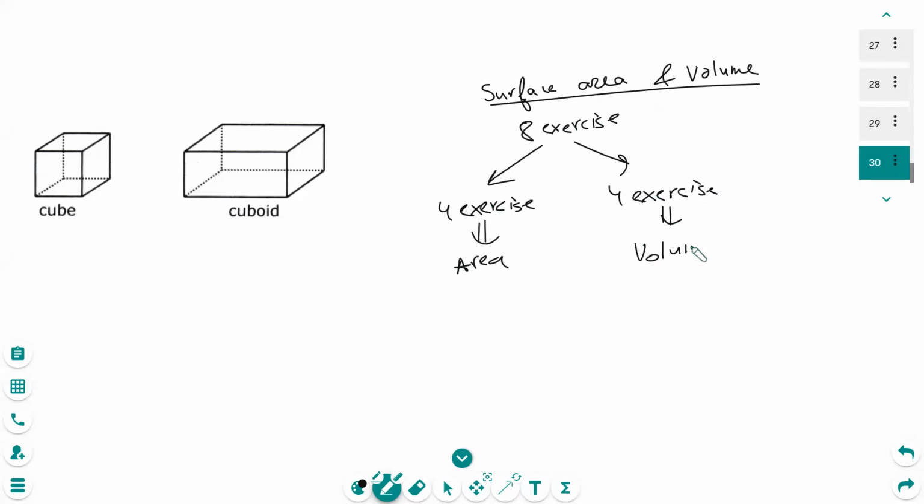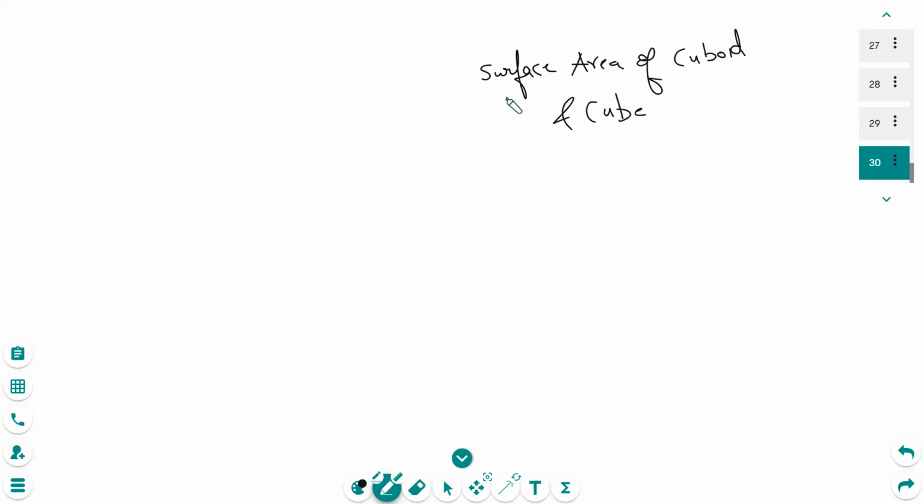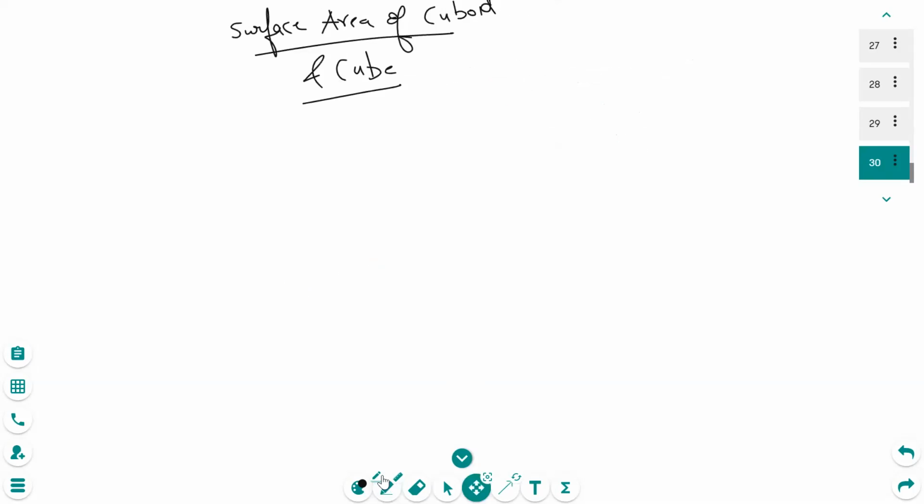So we will follow a kind of a pattern for this chapter. Let's start with surface area. For the first exercise, we need these concepts, that is surface area of cuboid and cube. I have already taught you these concepts in class 8th, I guess, right? So let's revise them a bit.